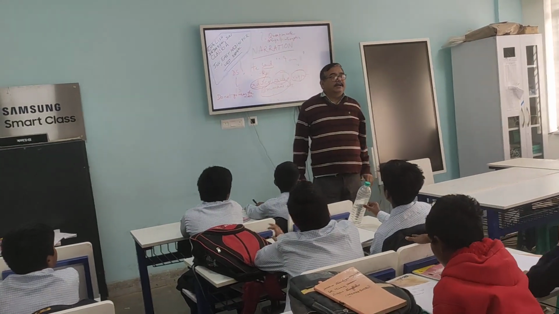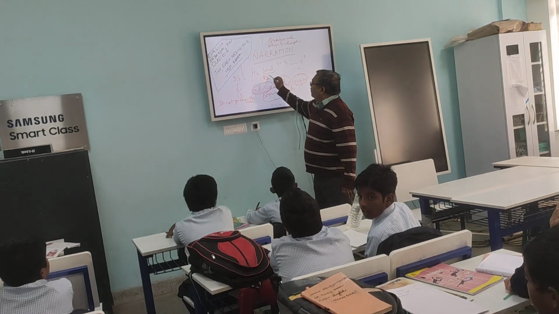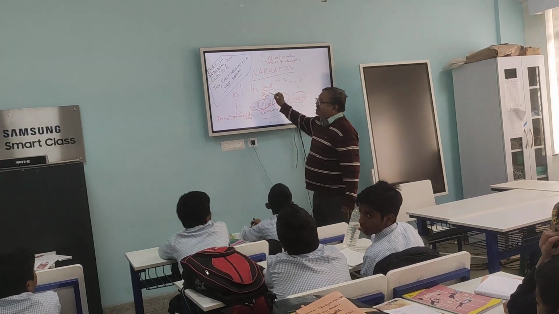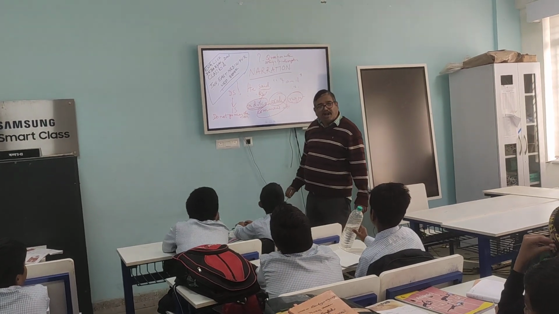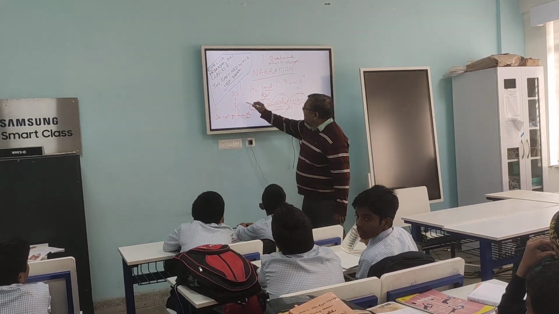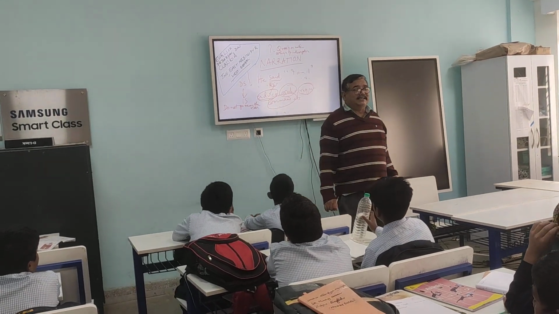Now, I told you in narration you will get one reporting verb and one reported speech. The verb that reports is called the reporting verb and the portion within the inverted commas is called reported speech. So when you are changing from direct speech to indirect speech, we make certain changes in narration.